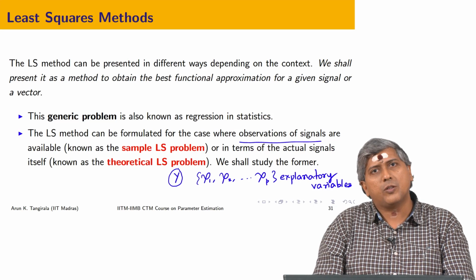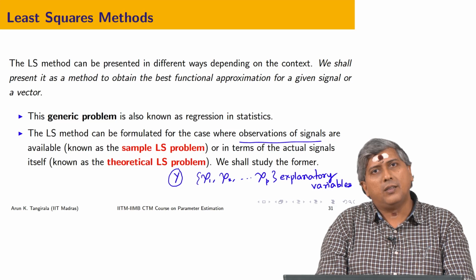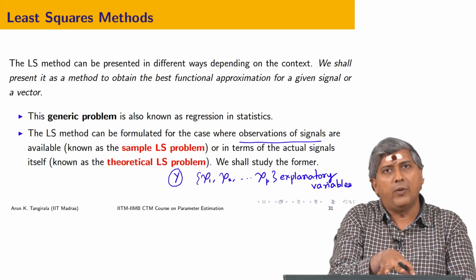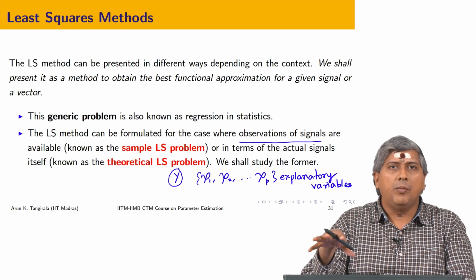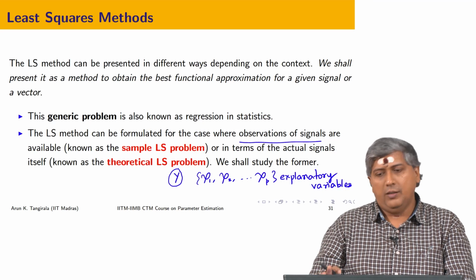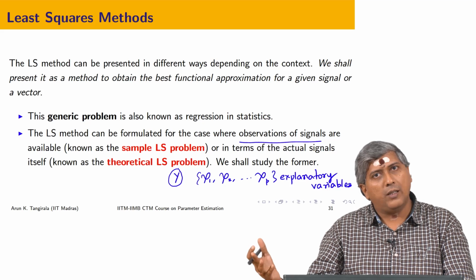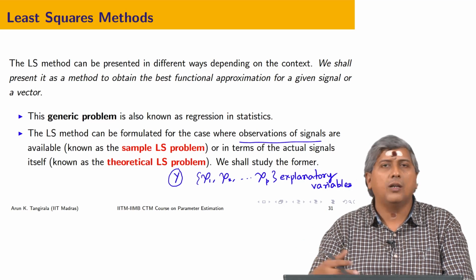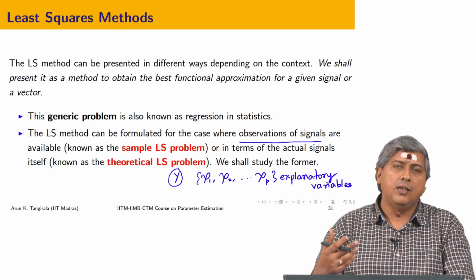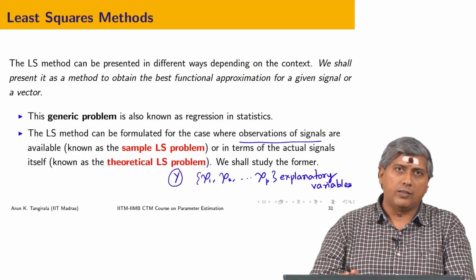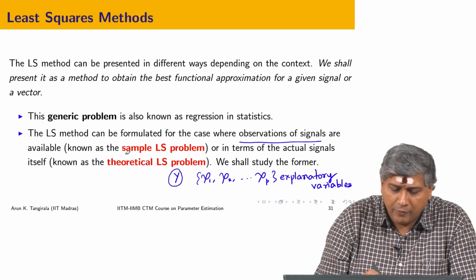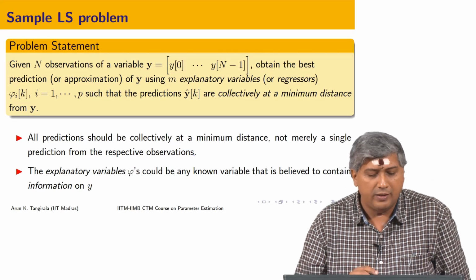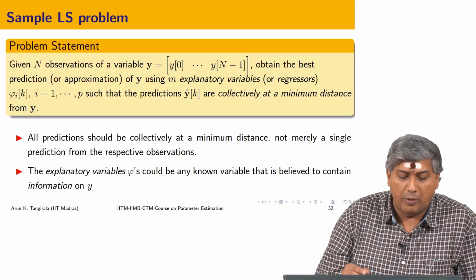So, the theoretical least squares problem does not concern itself with the observations. It just assumes that there exists a random variable y that can be explained with the help of p other random variables called the explanatory variables, and then the best approximation is sought, and that best approximation is obtained in the least square sense. So, that is a theoretical least squares problem. We will focus on the sample least squares problem, so that we directly make this statement. So, let us focus on the problem statement.